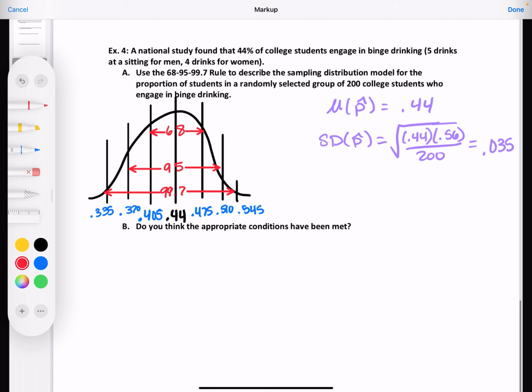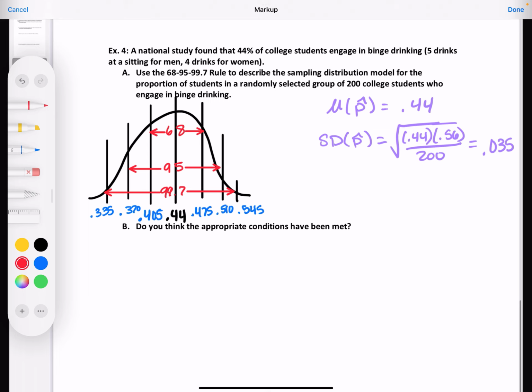According to the normal model, about 68% of samples of size 200 are expected to have 40.5% to 47.5% binge drinkers. About 95% of the samples of size 200 are expected to have 37% to 51% binge drinkers, and so on and so forth. I am content, as long as you know what that means, with you just doing it this way. If it says to explain on a quiz or test, just point to that and be like, see graph. That's really all I'm looking for.